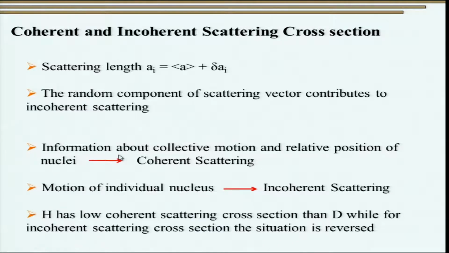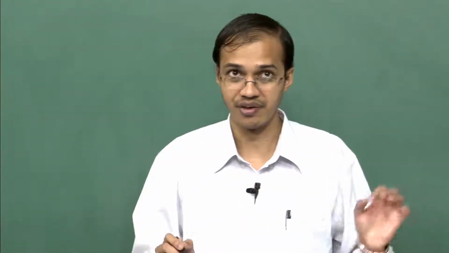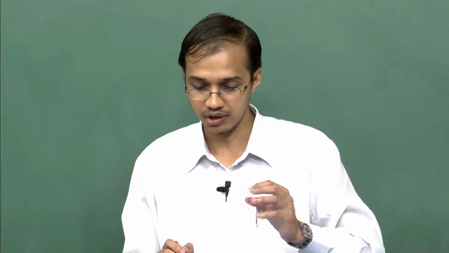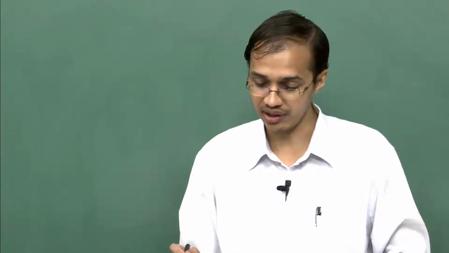Now, the information about collective motion and relative position of the nuclei is given by coherent scattering. So, this is very similar to what we have, right, like where your atoms are sitting, that means where your nuclei are sitting, and where your neutrons are interacting with the nucleus and getting scattered. So, this is because of coherent scattering.